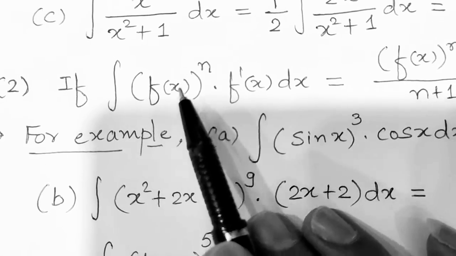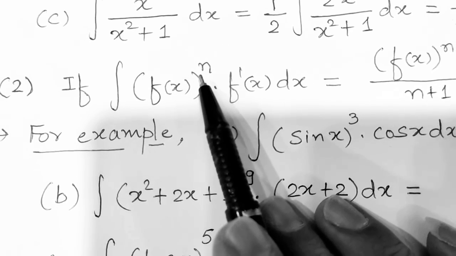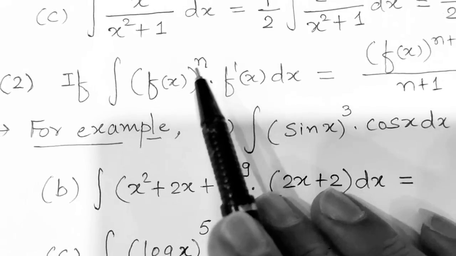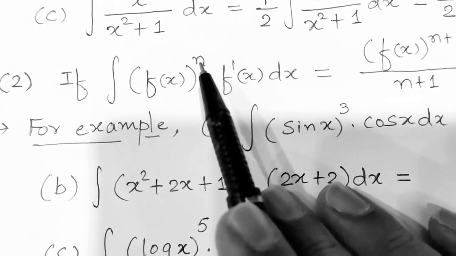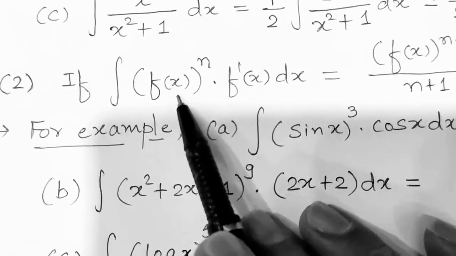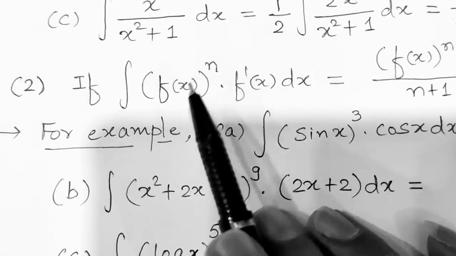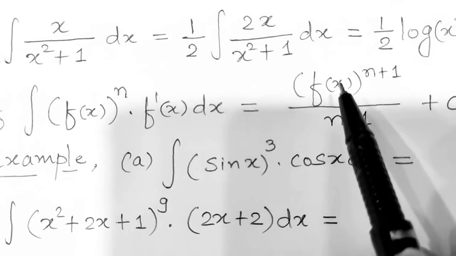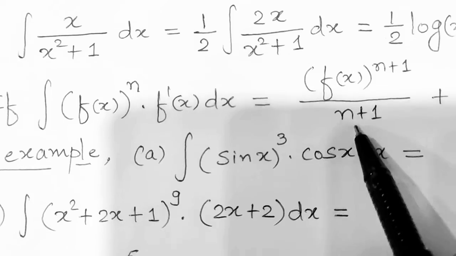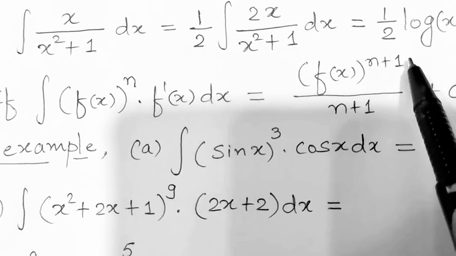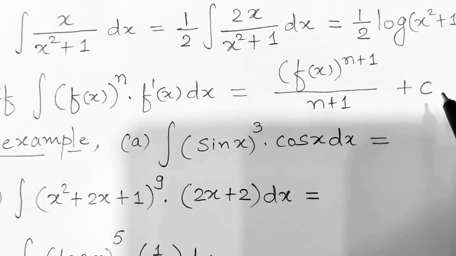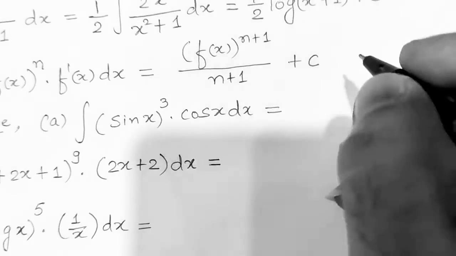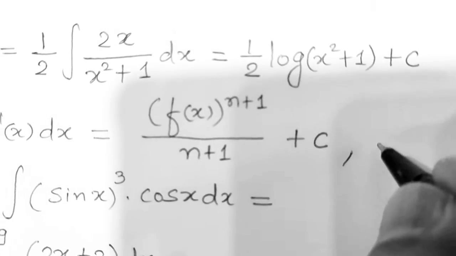The function is inside, it's raised to n, where n is not equal to minus 1. That you need to assume. It can be any real number, but it should not be equal to minus 1. So f of x raised to n into f dash x, the function raised to n and into its derivative, will give you the answer f of x raised to n plus 1 upon n plus 1. The function itself raised to n plus 1 upon n plus 1 plus the constant of integration. Only one thing to mention is n should not be equal to minus 1. Let me write it down here so it will be easy for you.